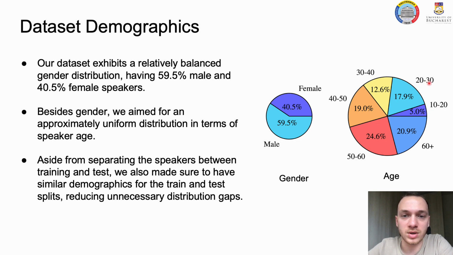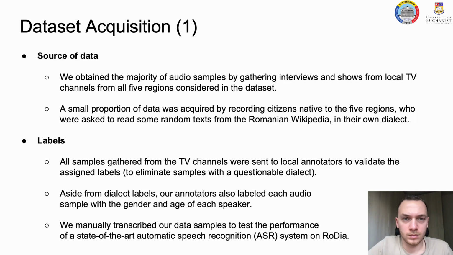For 20 to 30 years, we have 17.9% speakers, and so on and so forth. And aside from separating the speakers between training and test, we also made sure to have similar demographics for the train and test splits, reducing unnecessary distribution gaps. Now, let's discuss the dataset acquisition process.